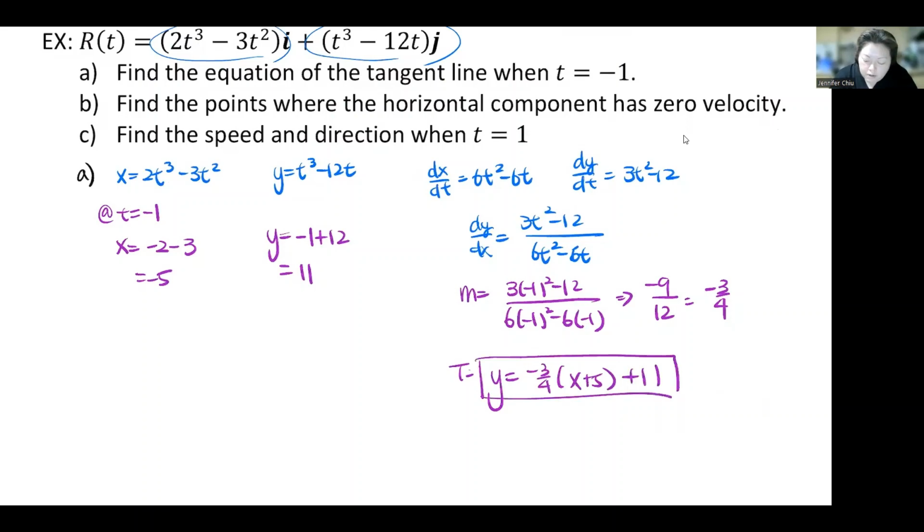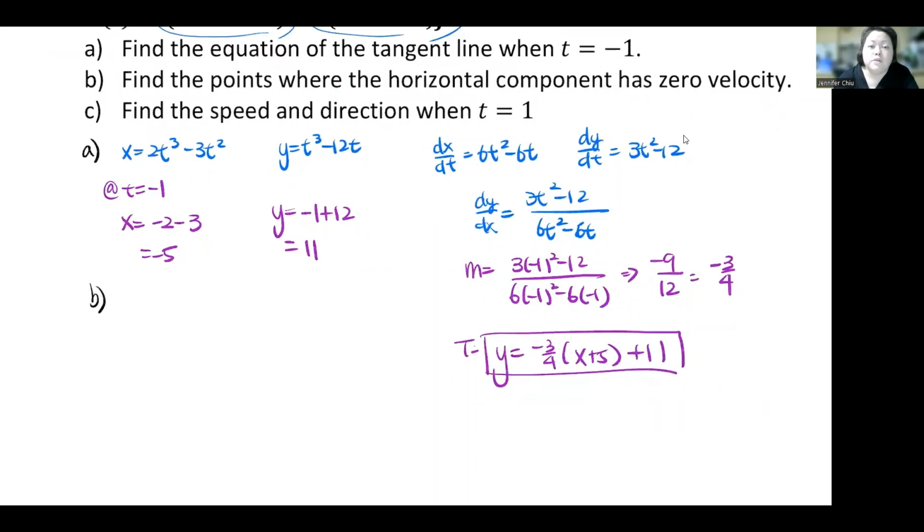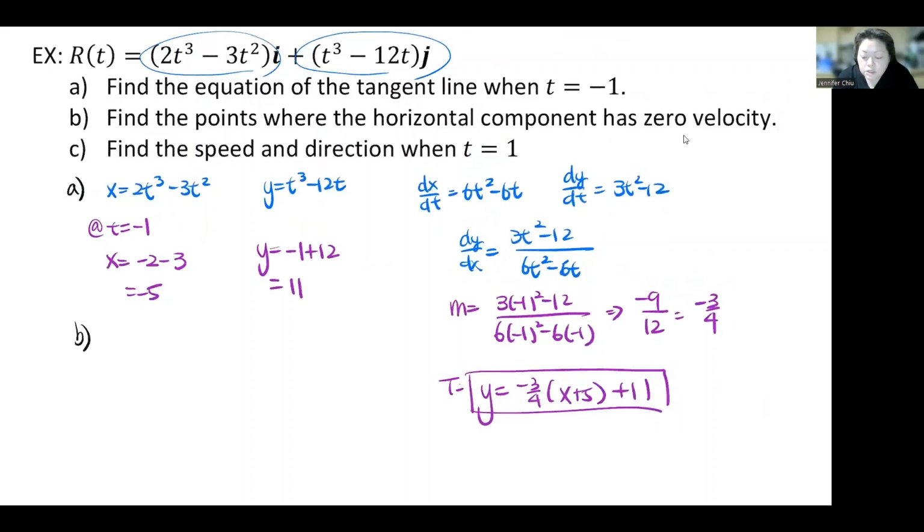Okay. Part B, find the point where the horizontal component has 0 velocity. So first things first, you have to find the velocity. Just the same as our rectangular equation, the velocity is the first derivative of your position function. You have r of t as your position function. Therefore, your v of t is the derivative of each component, which we already did. So that would be 6t squared minus 6t i plus 3t squared minus 12 j. So that is your velocity. So find the points when the horizontal component has 0 velocity.